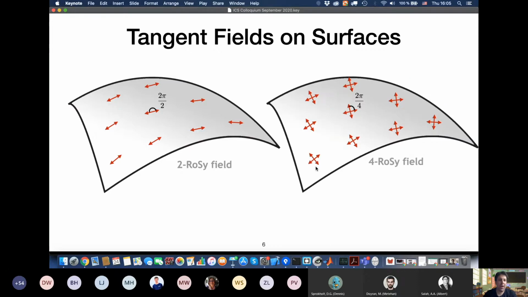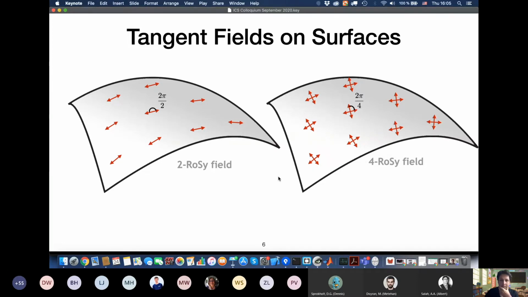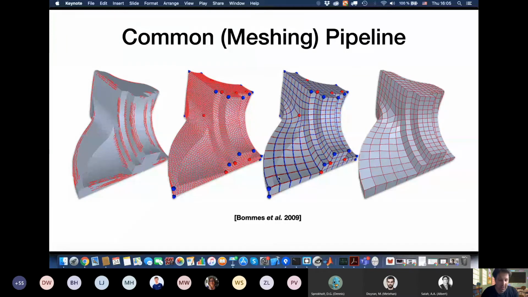And then you can generalize it to what we call 2-rosy or rotational symmetry fields, where you have 2 directions that differ by rotation of pi, or those 4 rotational symmetry fields, those cross fields. What do we use them for? And this is like an entry point to my talk about how I play with this concept, deconstruct it, make it better a little bit.